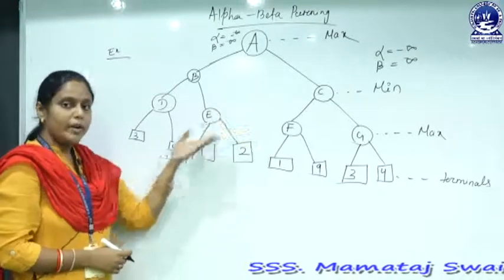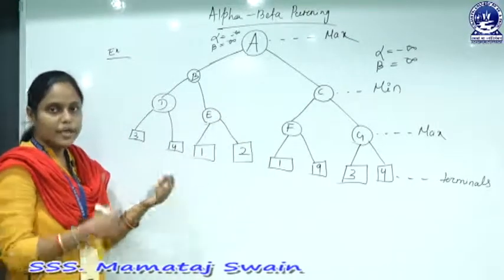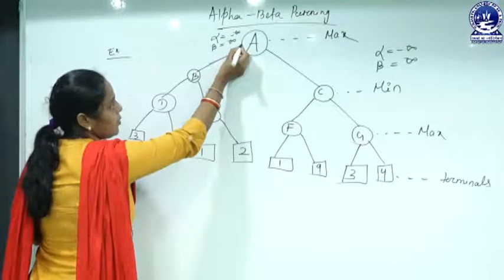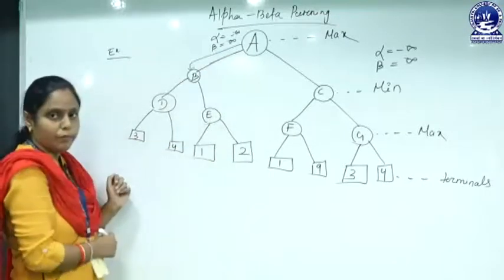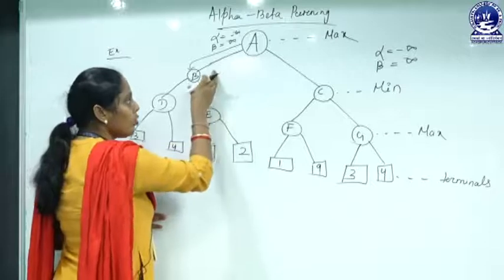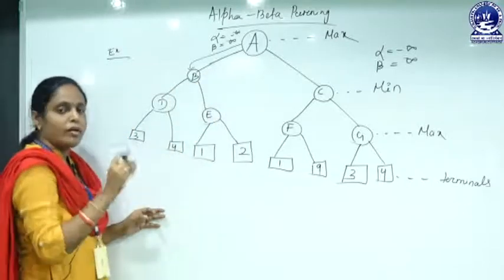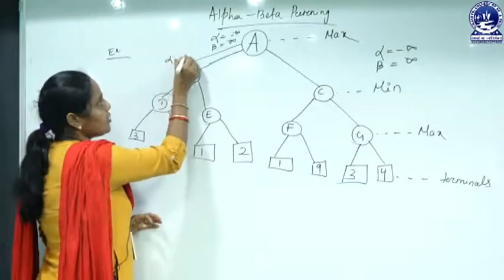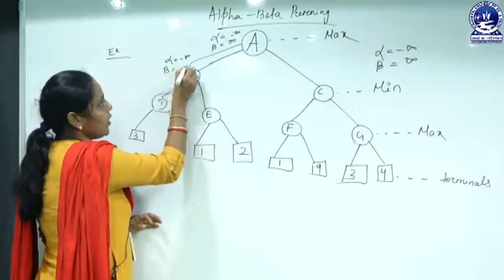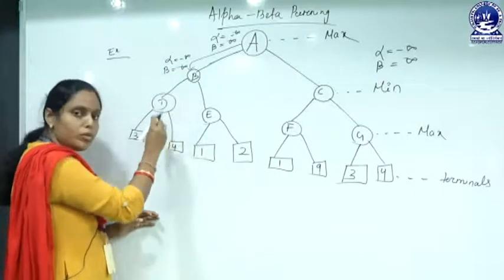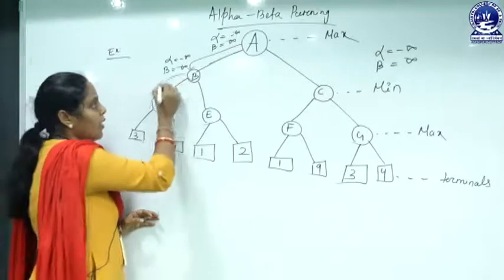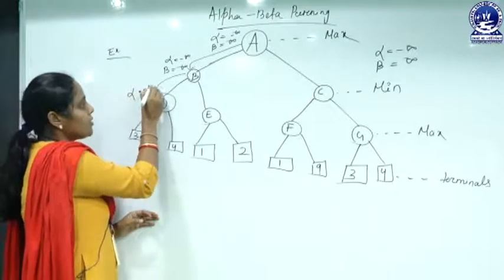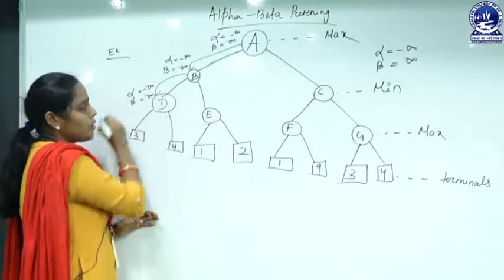Since our alpha beta pruning follows DFS like the min max algorithm, we first move from node A to node B. When we move from node A to node B, only the alpha beta values will pass. That means at node B, alpha equals minus infinity, beta equals infinity. Now from B we move to node D. When we move from B to D, the alpha value is minus infinity and the beta value is plus infinity.